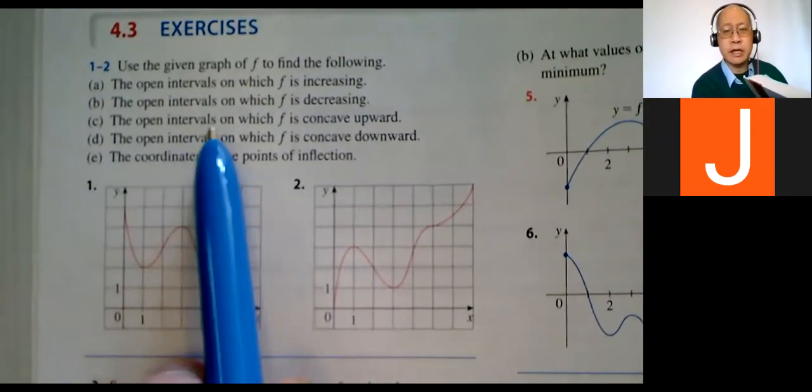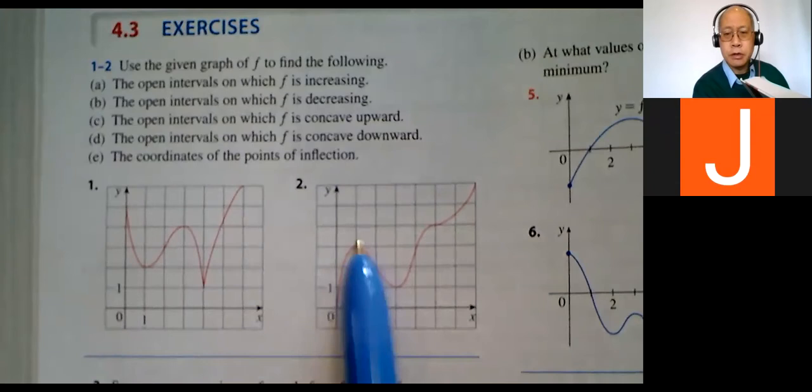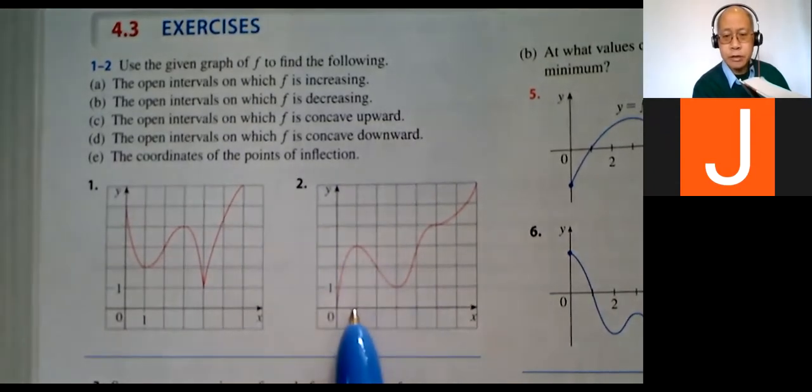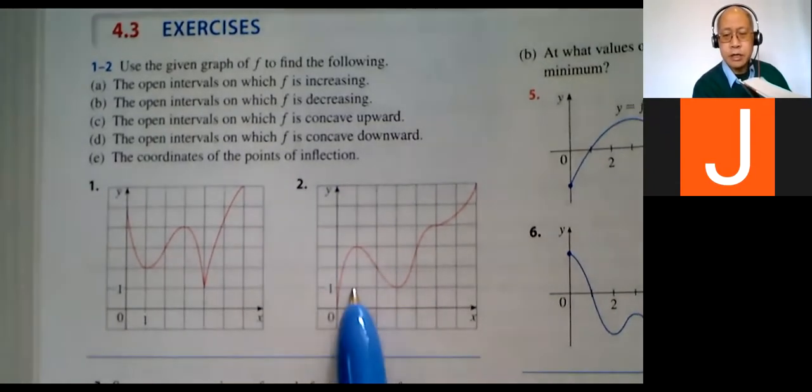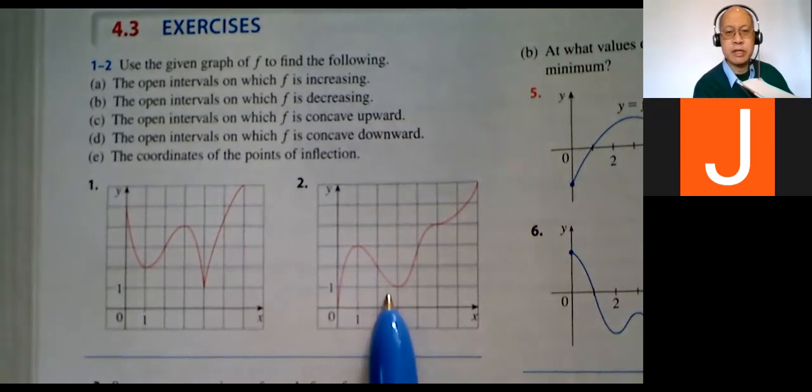Okay, B, decreasing. When are we going down the roller coaster? Only from here to here. So where's here to here? 1 to 3. So parentheses 1, 3 parentheses.